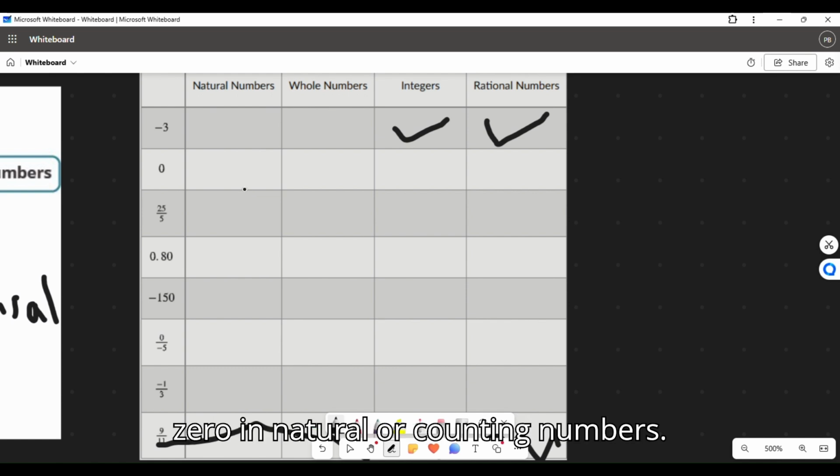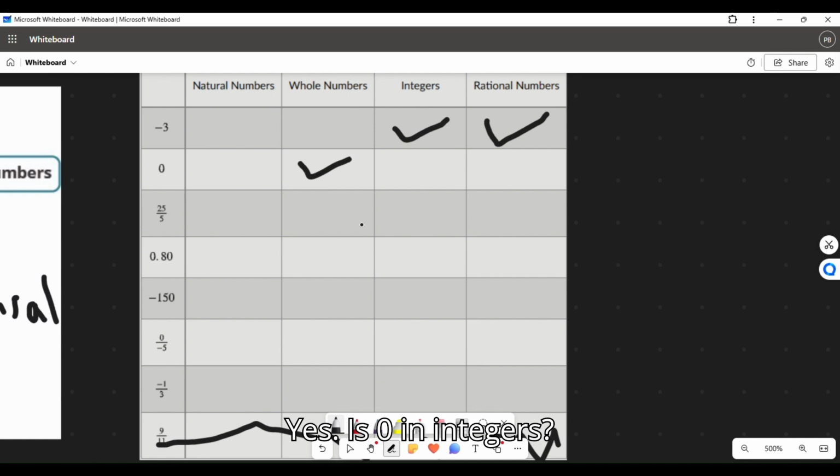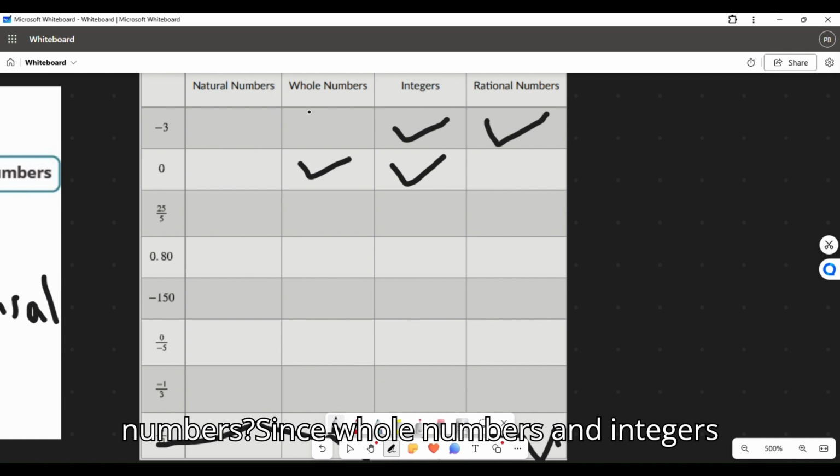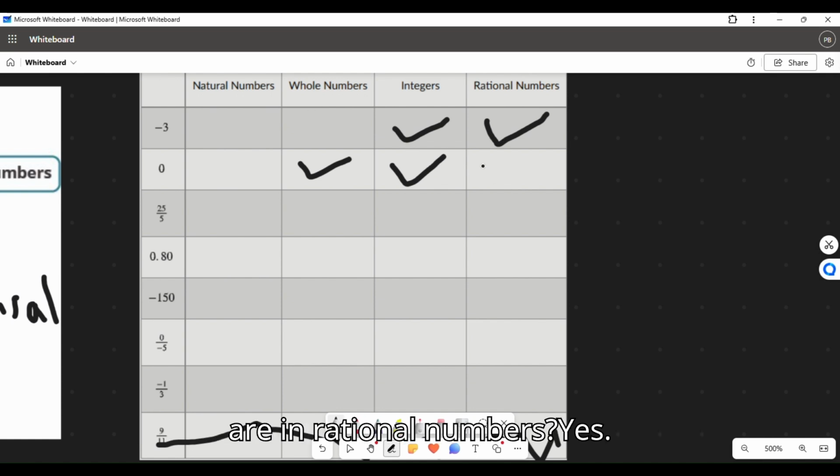Okay? And then we have 0. Is 0 in natural or counting numbers? No. Is 0 in whole numbers? Yes. Is 0 in integers? Yes. Is 0 in rational numbers, since whole numbers and integers are in rational numbers? Yes.